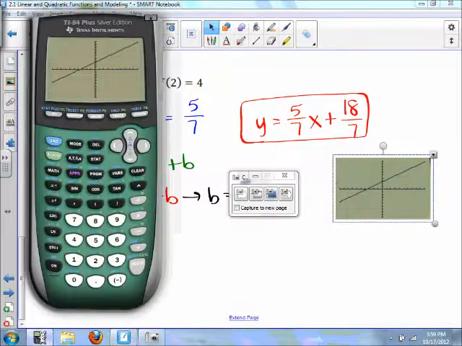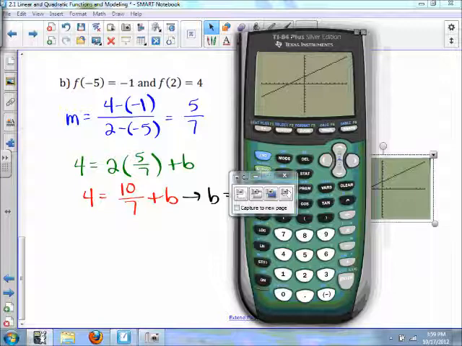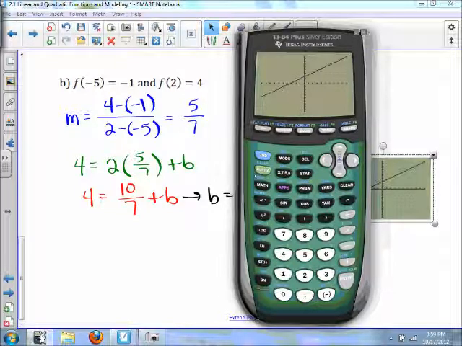Now, one thing I do want to show you, though, to show you that these points are actually on this line, second trace and value. If I put -5 in, you will get -1 there as that's on the line, and then you put 2 in, you also get that point is also on the line.